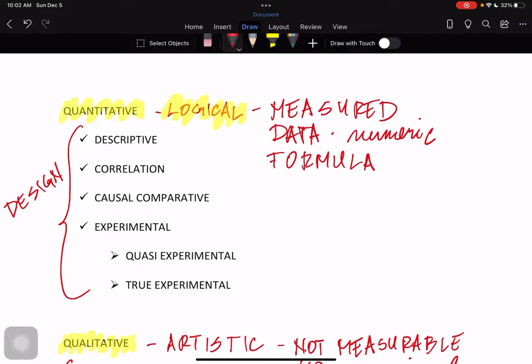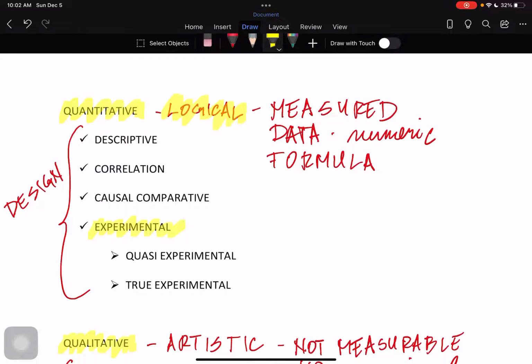For example, I would like to conduct an experiment, a quantifiable experiment regarding the effectivity of a specific teaching strategy in the classroom, specifically on the subject of math. Gamification in teaching mathematics. Okay? That particular research would fall under quantitative research method and under the design experimental research.